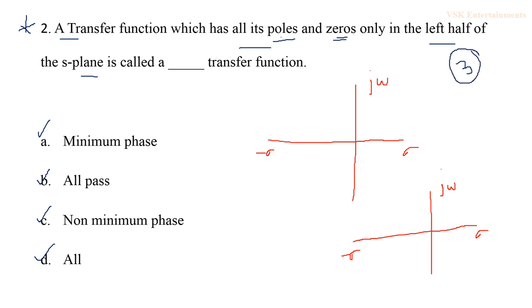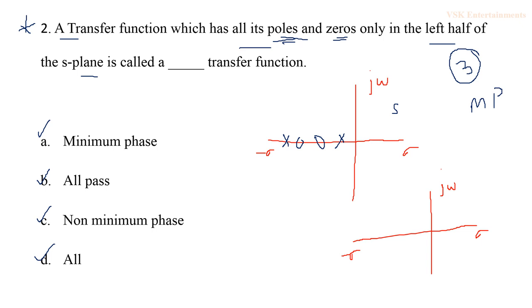If all the poles and zeros lie on the left half of S plane, these are poles and zeros which lie on the left half of S plane, then the transfer function is called as minimum phase transfer function.